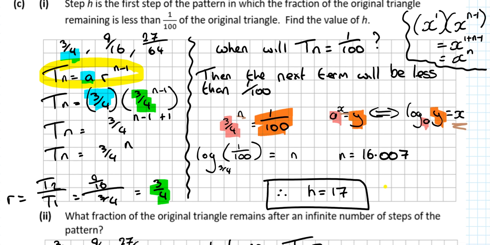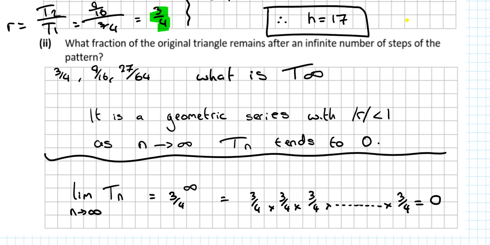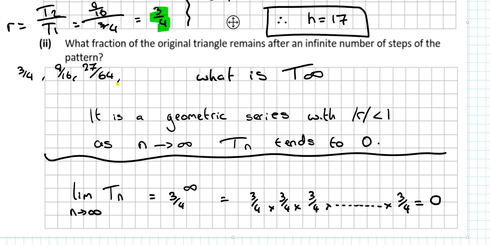What fraction of the original triangle will remain after an infinite number of steps? So we're still dealing with the fraction that is left. This is the series that we're dealing with. It's a geometric series where r is less than 1. As n tends to infinity, then Tn is going to tend to 0. Or you could think of the limit. If you kept repeating the pattern, it's very easy to logic this out in your head. Multiply by 3/4, multiply by 3/4, and you keep multiplying by 3/4.